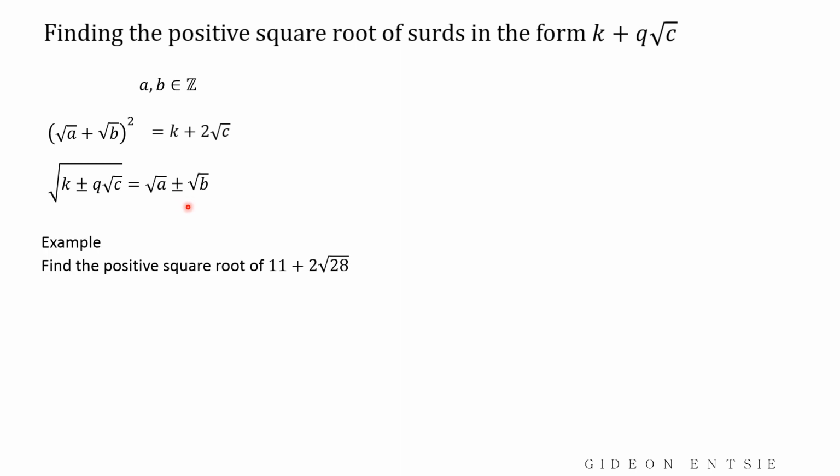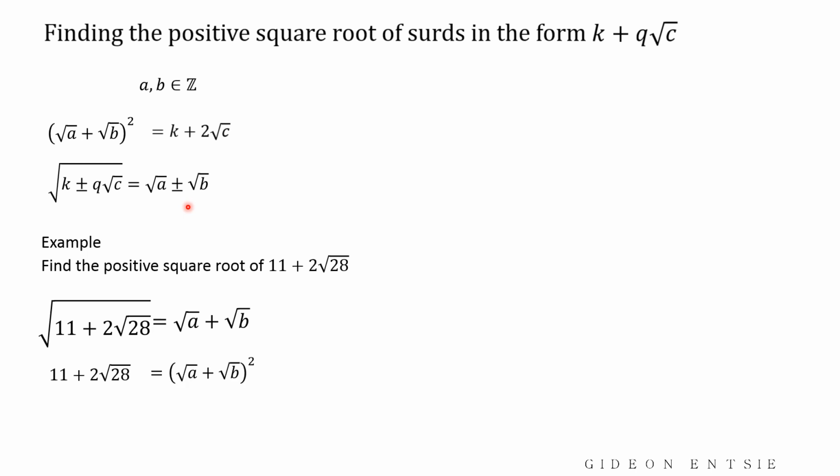To find the positive square root of 11 plus 2 square root of 28, we let our positive square root of 11 plus 2 square root of 28 be the square root of a plus square root of b. Squaring both sides of the equation, we have 11 plus 2 square root of 28 equal to the square of square root of a plus square root of b.